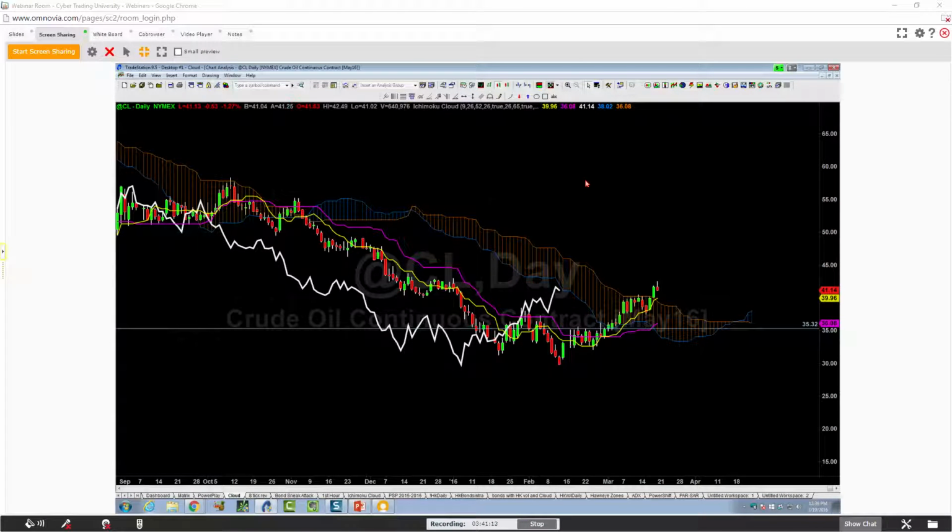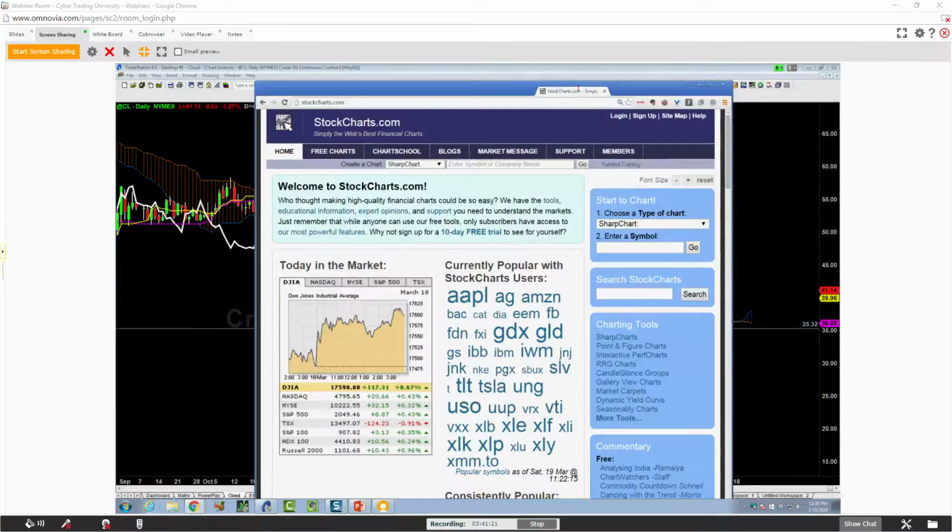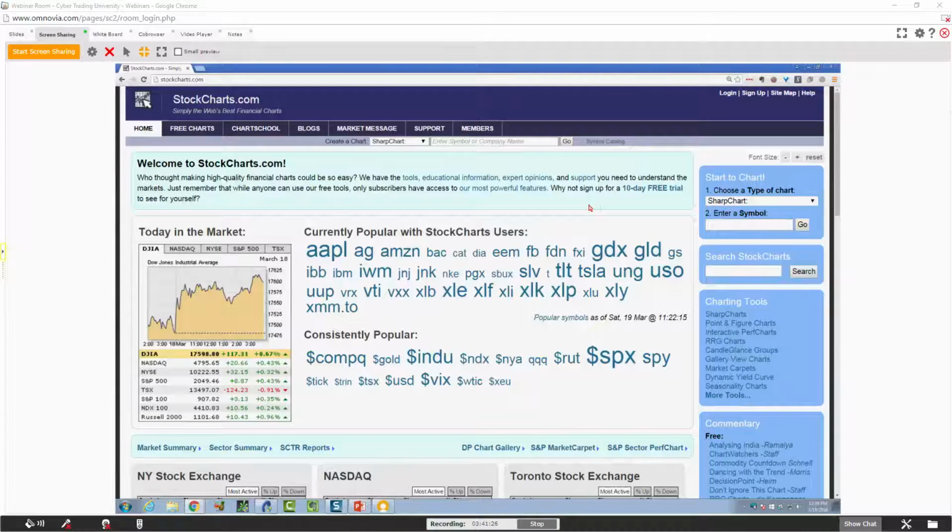Now, if you don't have a good platform like that, what you can do is you can use something like StockCharts. Let me know when you see StockCharts on your screen, and I'll walk you through. Toss also has this feature. So when you see StockCharts on the screen, just type in stock. All right, so here's how you do this.